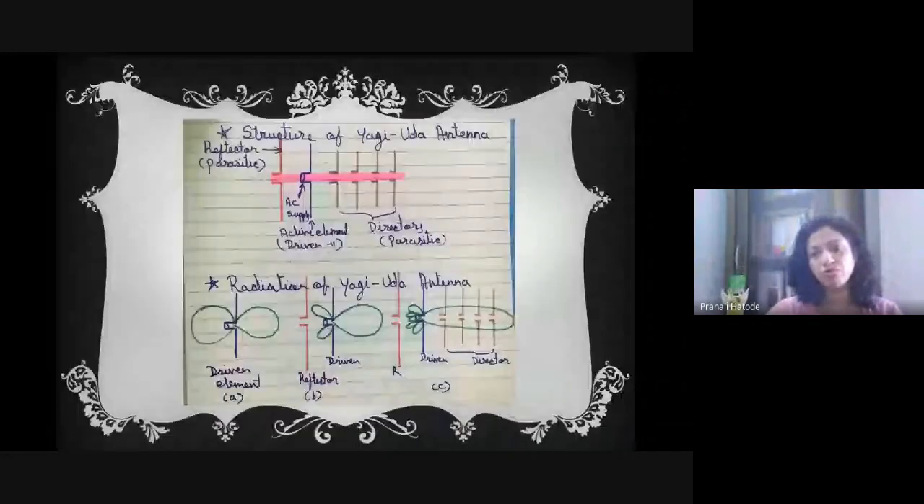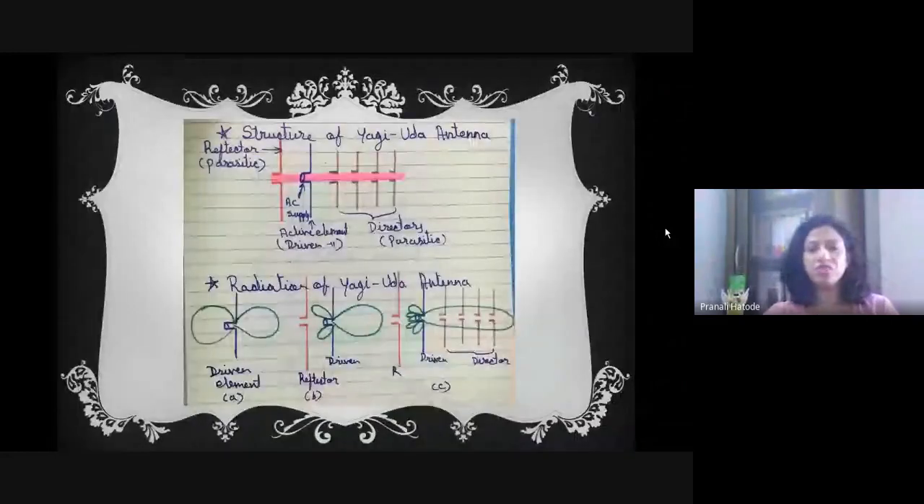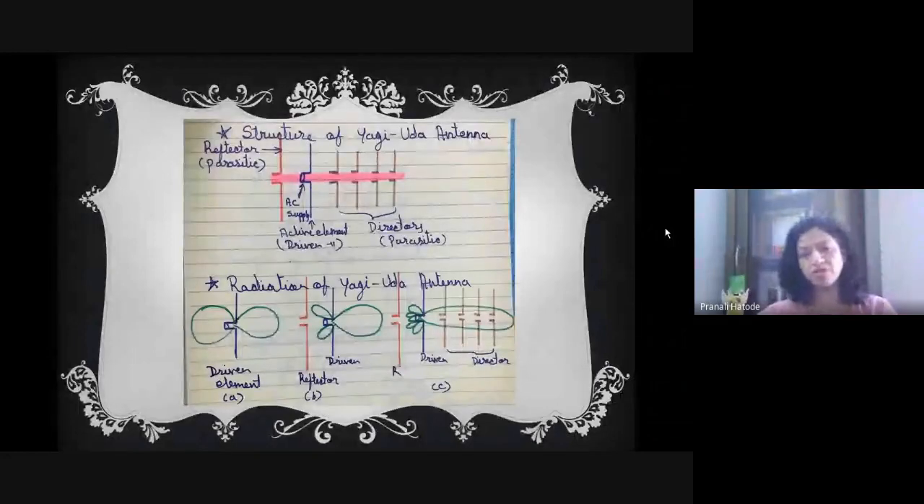Then you can move to diagram C. In diagram C, along with the reflector, all the other 4 directors are present. Now in this case, what happens? What do these directors do? Just try to guess and understand what the directors are doing over here.